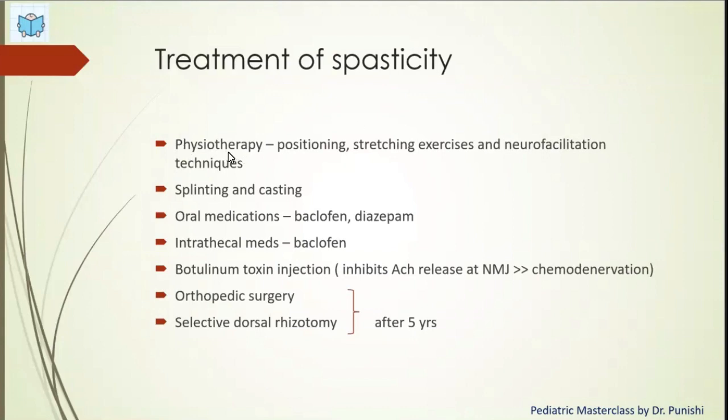First, importantly, is physiotherapy. So positioning, exercises, and neurofacilitation techniques, splinting and casting the limb in a particular direction or shape, so as to counteract the spastic forces. If that doesn't work, the next is oral medications, muscle relaxants like baclofen, diazepam. If that doesn't work, then you can have intrathecal medications like baclofen again to decrease the muscle tone.